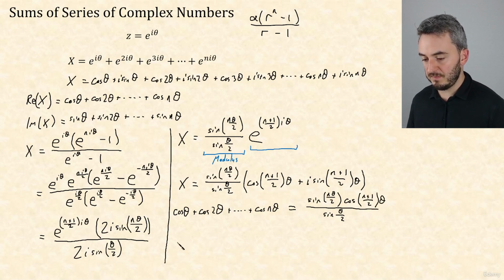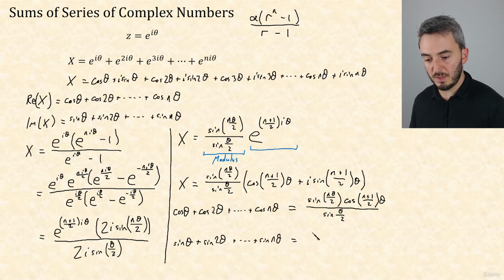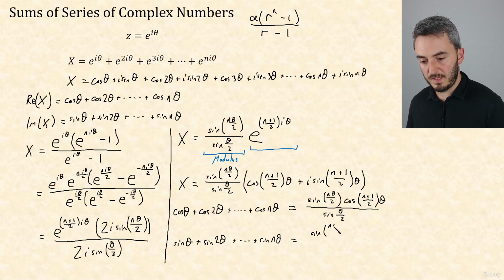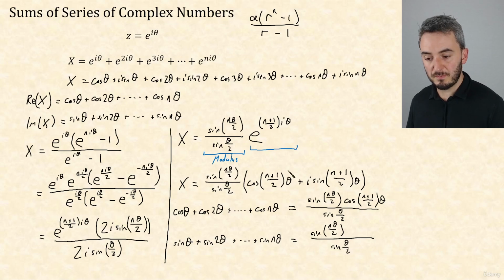And the imaginary part of x, which is the sine bits, sine theta plus sine 2 theta, all the way up to sine n theta, is the imaginary part of this, which is the modulus sine n theta over 2 over sine theta over 2, multiplied by the imaginary part here, which is sine (n plus 1) over 2 theta. Let's just take a step back and review what we have.